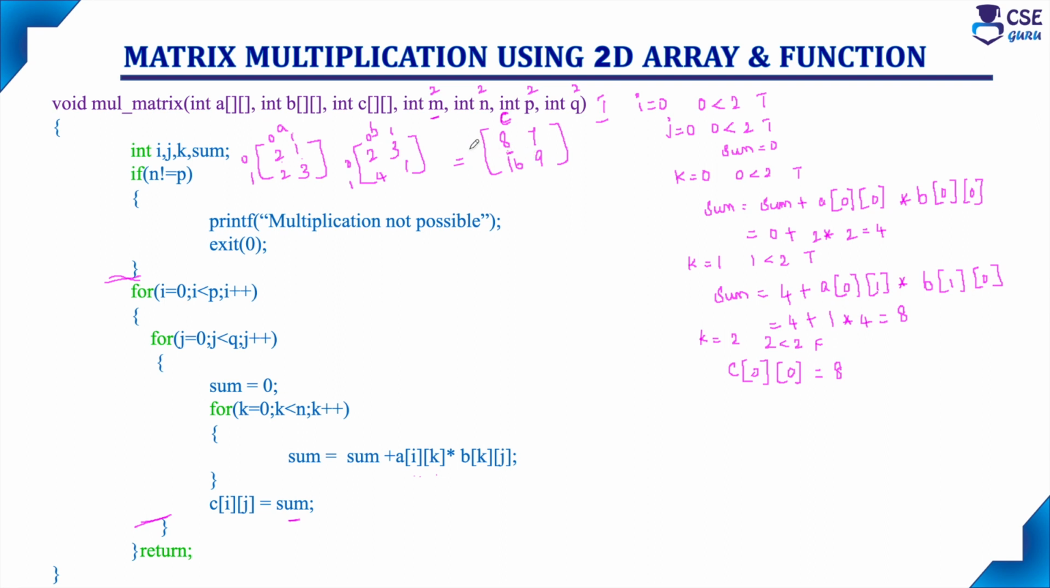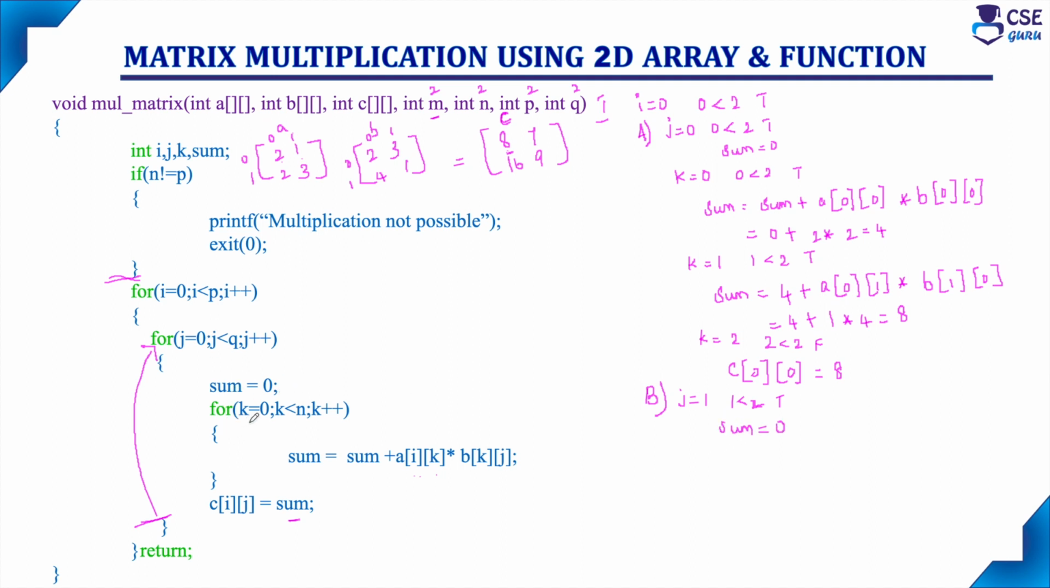Next, we have to find the 0, 1 position of matrix C. After executing this statement, control goes to the outer for loop, that is J. Okay. Now J gets incremented. So this is the first iteration of J. Now the second iteration of J, J is equal to 1. Check the condition 1 less than 2. Condition true. Again, sum will be initialized to 0.